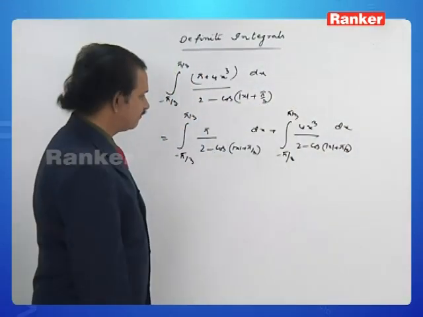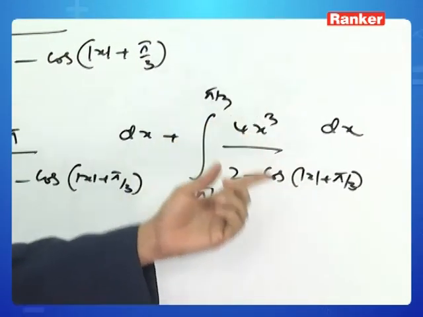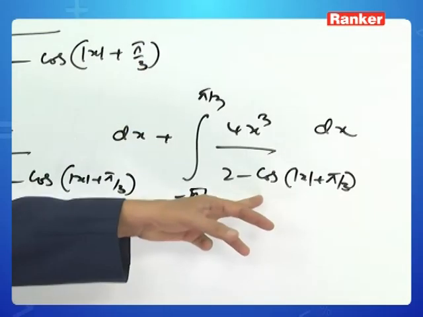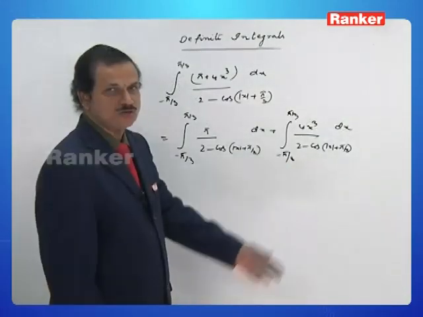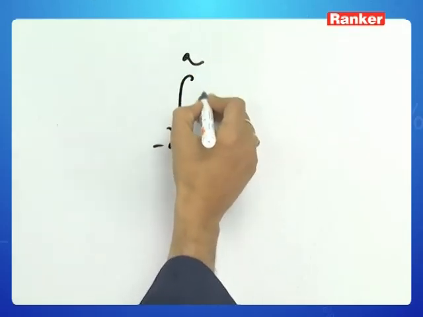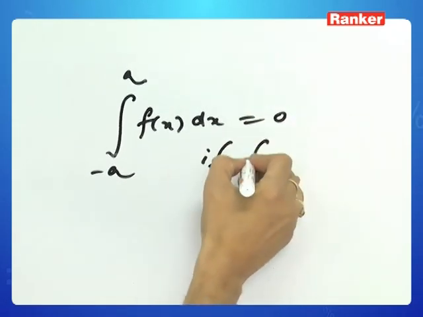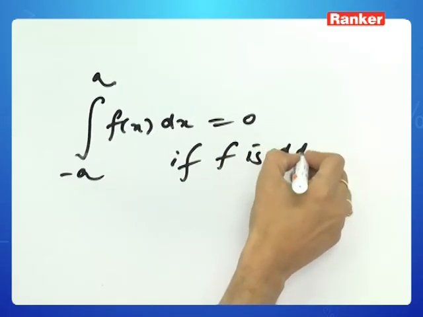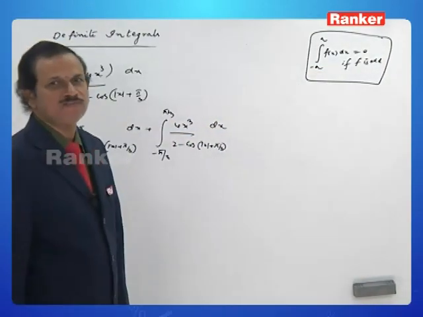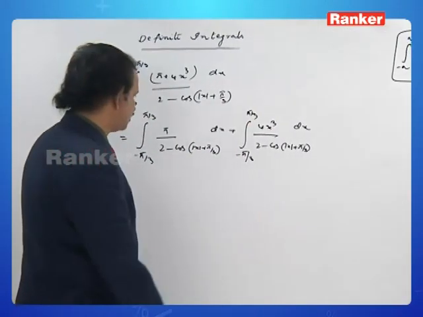Well, my dear, you please observe, this numerator is surely an odd function. The denominator is an even function. So the quotient of an odd function and an even function is again an odd function. As this is an odd function, this integral becomes 0. What is the formula background for that? Integral minus a to a f of x dx is equal to 0 if f is an odd function. By making use of that, this integral vanishes.